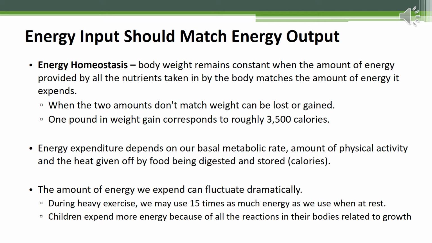Now, energy expenditure depends on our basal metabolic rate and the amount of physical activity and heat given off by the food being digested and stored, or the calories in food. And even though a calorie is really a measure of heat, it also determines how much substance is in food, and thereby it will allow us to regulate our energy homeostasis when we monitor the amount of calories we take in.